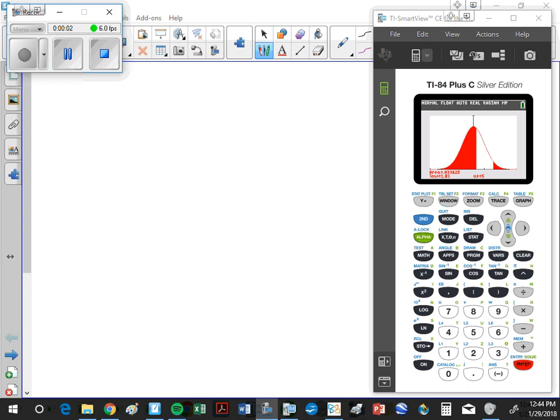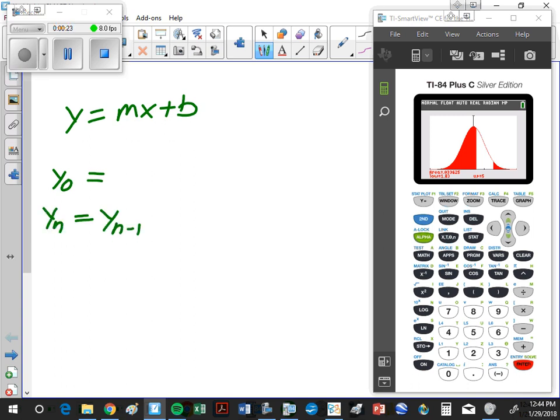Okay, linear and exponential story problems. The top half of this page is linear and the bottom half is exponential. For linear, the explicit equation is y equals mx plus b. That's the slope-intercept form. And then the recursive equation is y sub 0 equals whatever it equals, and then y sub n equals y sub n minus 1, and then you're either adding or subtracting some value to it.